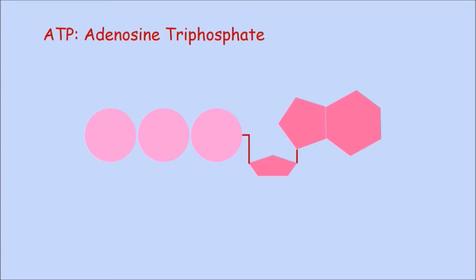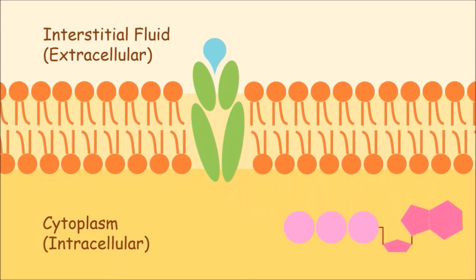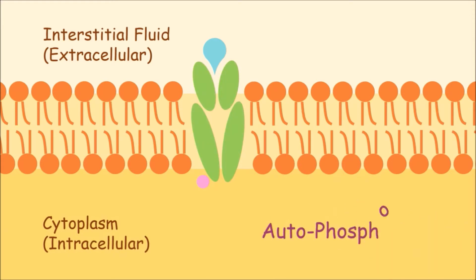Before we go on, let me introduce a molecule called ATP, which is composed of 1 adenine, 1 ribose, and 3 phosphate groups. One phosphate group will be clipped from the ATP and added to the intracellular domain of the receptor, thus activating the receptor. We call this process autophosphorylation.